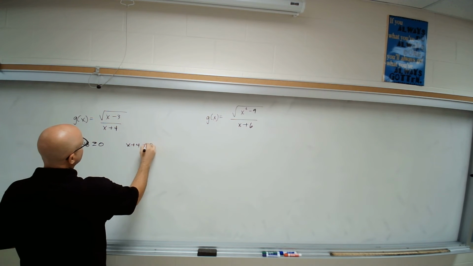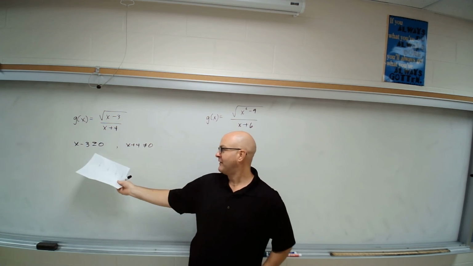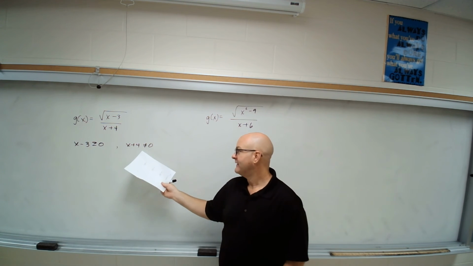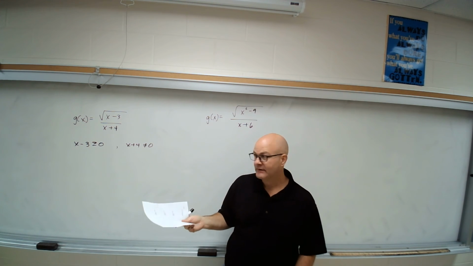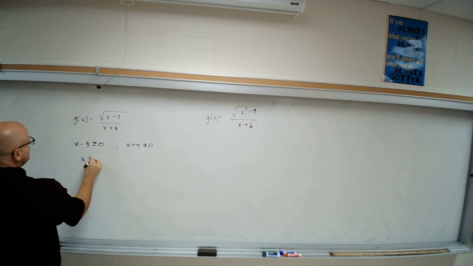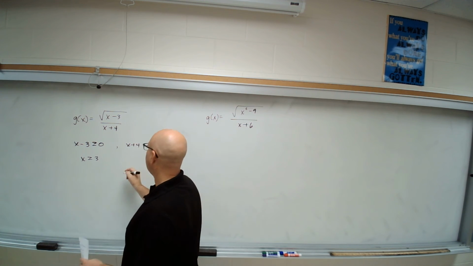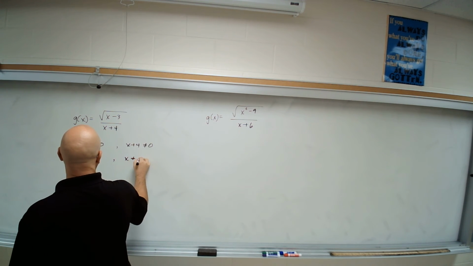And also x plus 4 cannot equal 0. This came from underneath the radical. This came from the denominator. Okay, so now at this point, we're going to add 3 to both sides. So x is greater than or equal to 3. Here we solve, and we get x cannot equal negative 4.